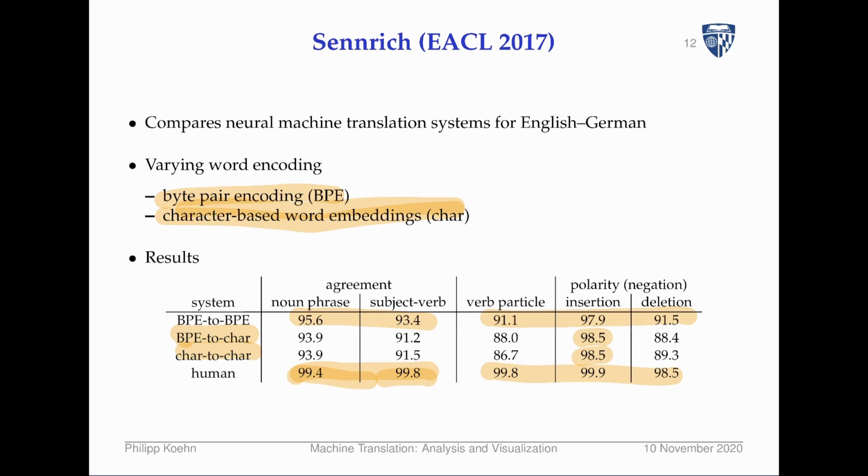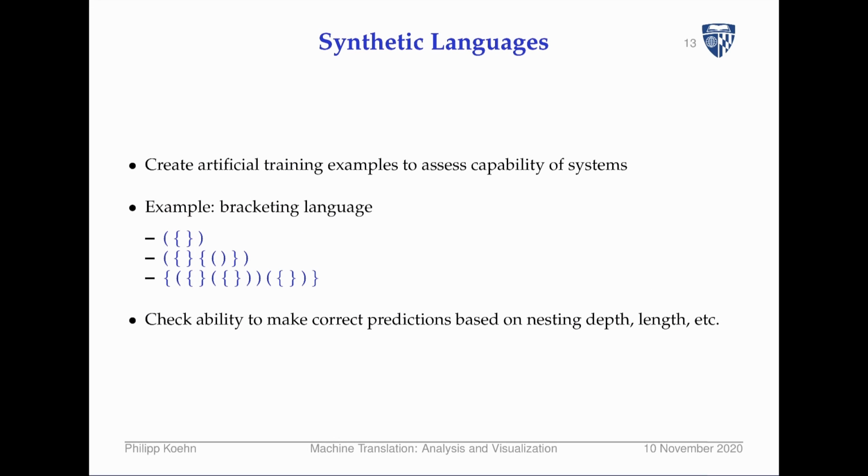Interestingly, somewhat unrelated to character, there is the insertion of polarity. Here's another way to check the power of a neural machine translation system: by creating artificial training data and seeing how well they can handle certain things.